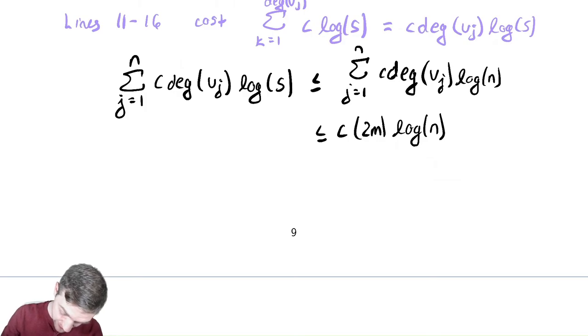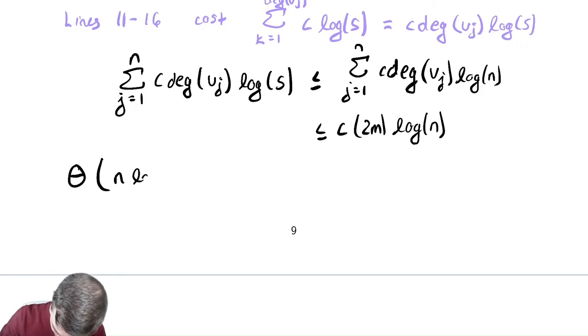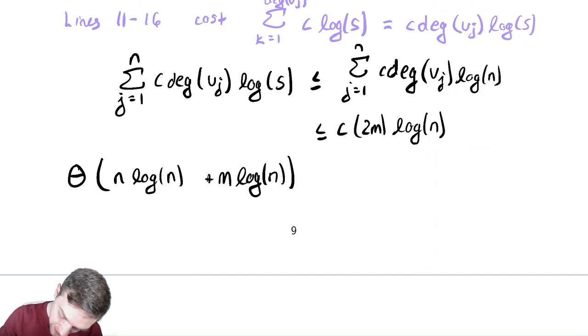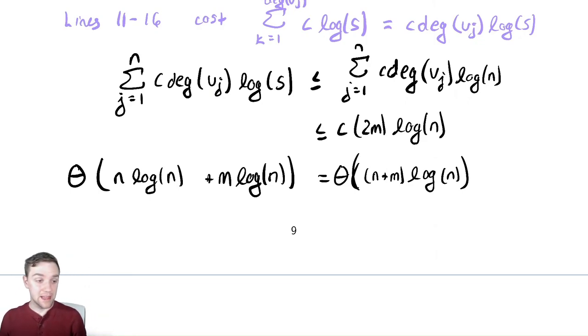The runtime here is going to be theta of, well, line 9 took n log n time, and lines 11 through 16 took M times log of n time. Maybe we could write that as theta of n plus M times log of n. And that is a reasonable way to represent this runtime.